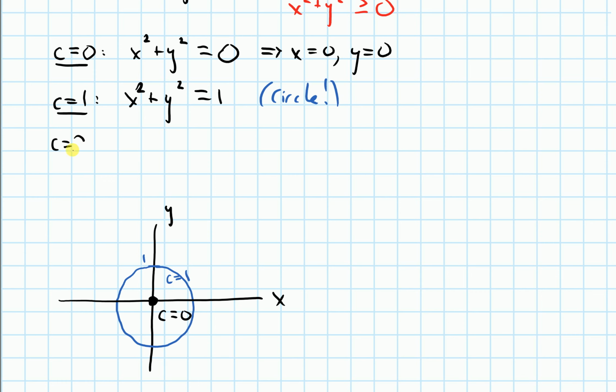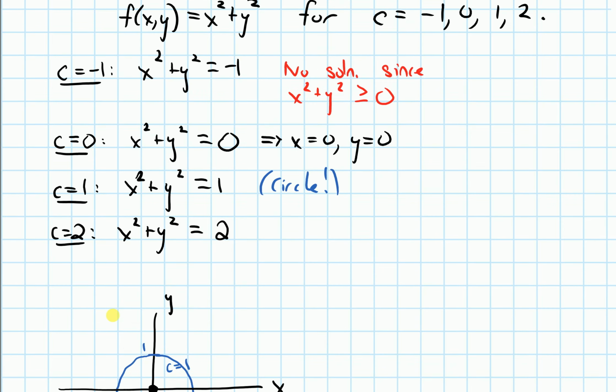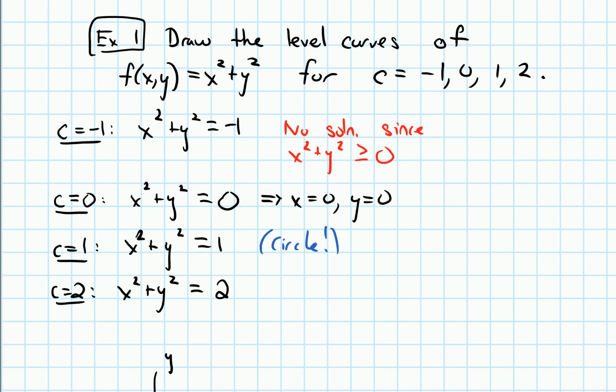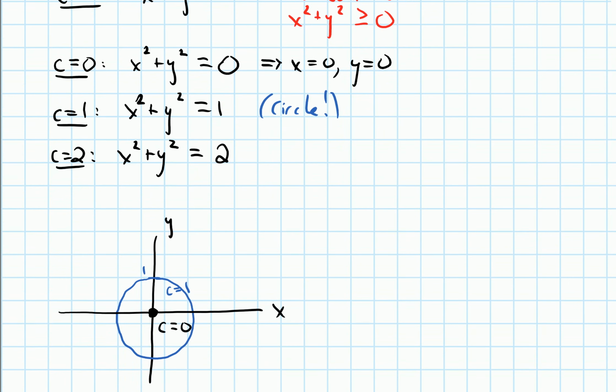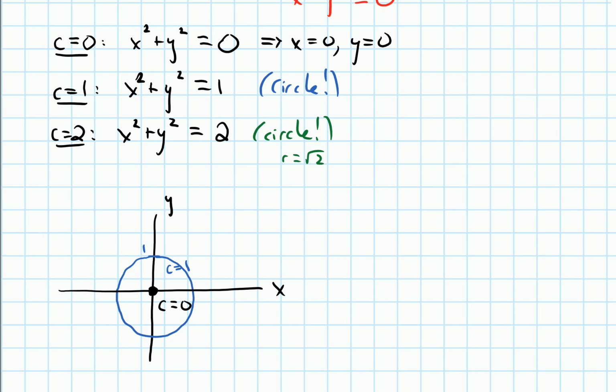If I do c equals 2, we get x squared plus y squared equals 2. So we're setting our formula, x squared plus y squared, equal to 2. And this is another circle. Same center, the origin. The radius is just a little bit bigger. This radius is square root of 2. Square root of 2 is about 1.4, which is just a little bit above where 1 is. So if I draw in that circle, I get something like this. Coming around, finish that circle. And that's where we are when c equals 2.